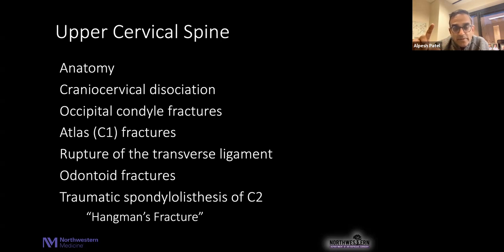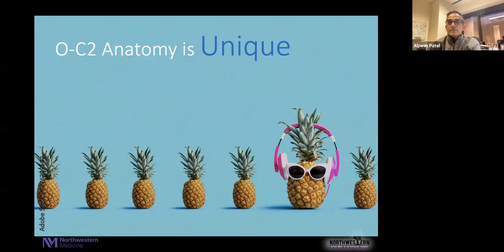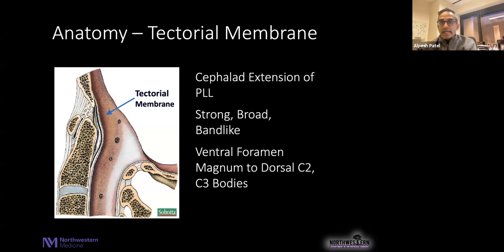And the concept here is that we're starting with anatomy and we're literally working from cranial to caudal. So we're starting at the occiput and we're working our way down towards that C2-3 disc space. Okay. So the best way to think about upper cervical anatomy, O to C2, occiput to C2 anatomy, is that it's strikingly unique compared to the rest of the cervical and thoracolumbar spine anatomy.